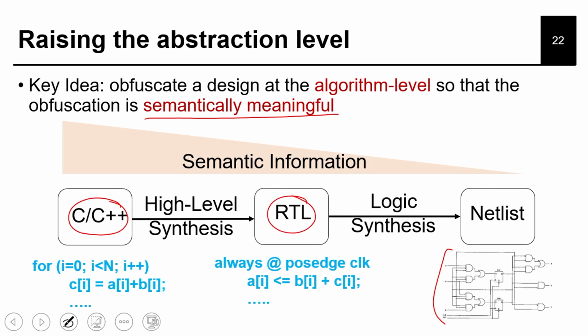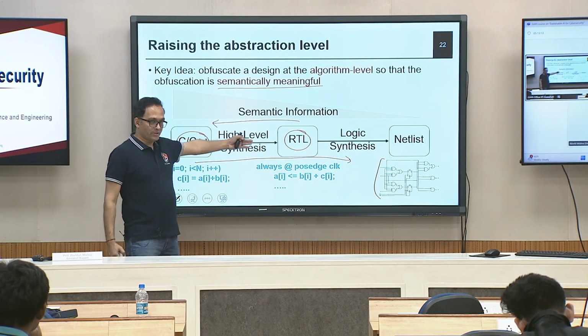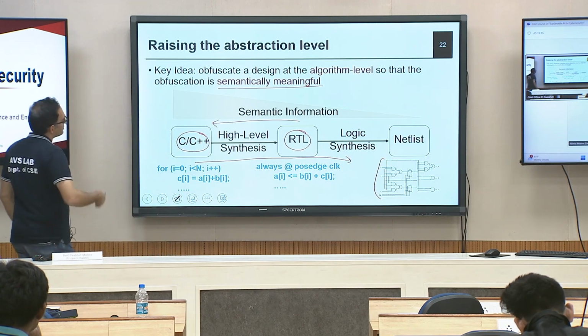So, your synthesis goes in this direction, right. You start with C, C++, you do high level synthesis, you get the RTL, then you do logic synthesis, you get the netlist, then you do physical synthesis, you get the layouts, right. So, the more you go this way, you have a more detailed circuit, but semantic information is missing, whereas at a higher abstraction level, you have more semantic information. We will see today the kind of locking that you can do in C, C++ or RTL, which is not applicable in gate level design. So, this gives certain other benefits as well. Okay, so let us go into that.